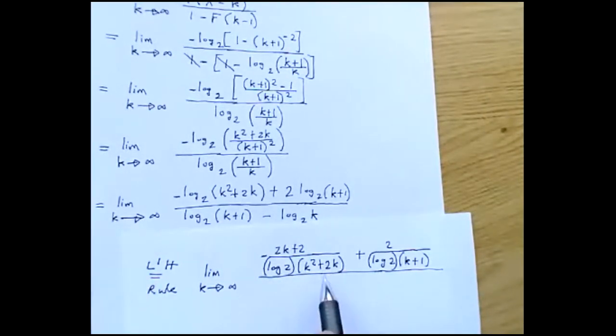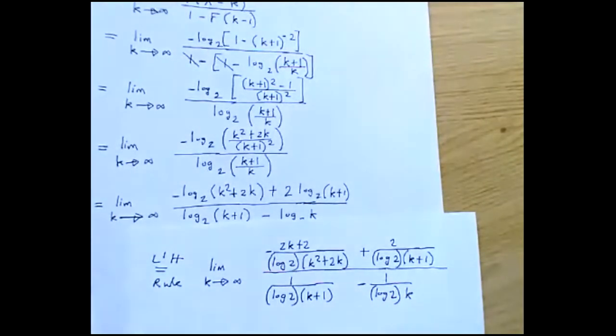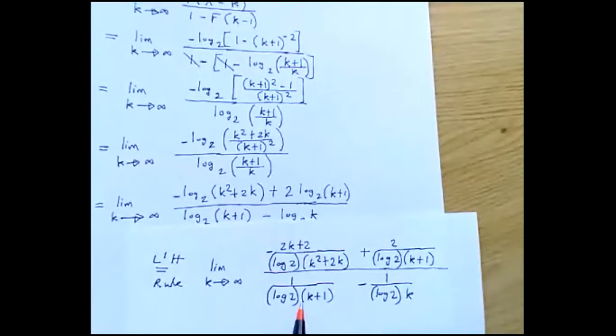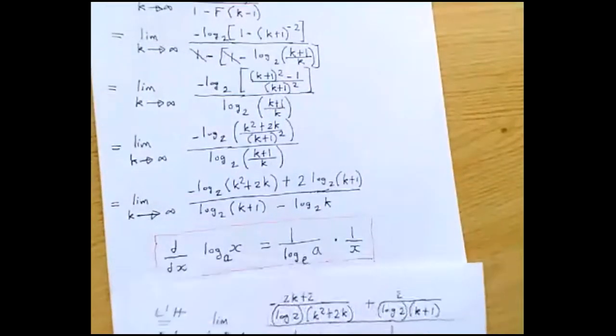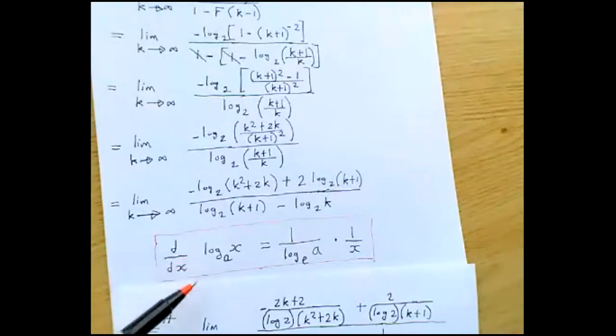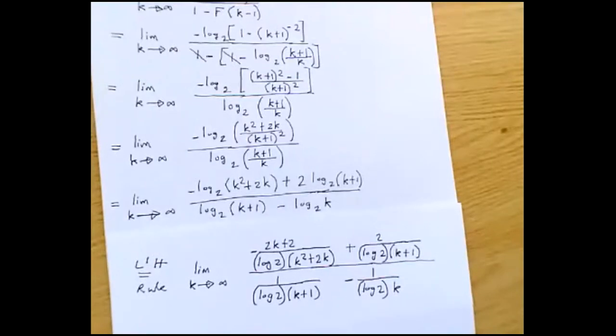And this is what you will get in the top. In the bottom, you will get one. Okay, this is what you get in the bottom. Do you guys follow what I've done? I have differentiated each of these four terms using the following fact: the derivative of this with respect to x is equal to this. Okay, so this is what you will get.